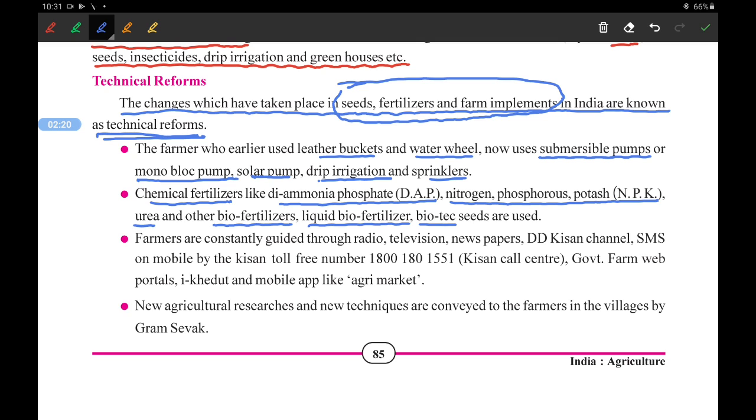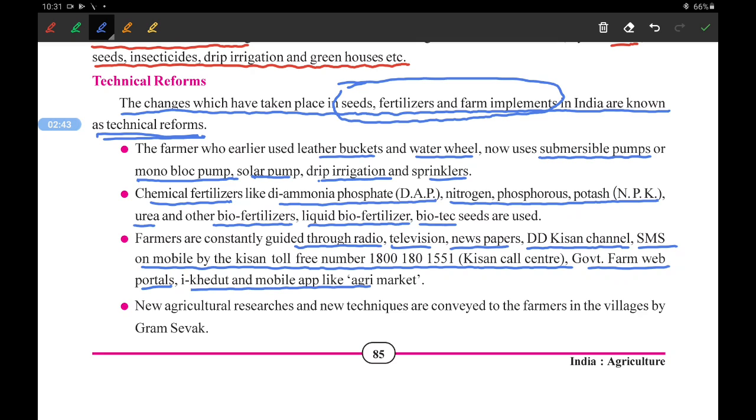Next, farmers are constantly guided through radio. They are given guidance through radio, television, newspapers, and the DD Kisan channel, right? That is a special dedicated channel for the farmers. Also SMS on mobile through the Kisan toll free number, the government farm web portal iKhedut, and mobile apps like Agri Market. So they are using technology also. Technology is also used in farming nowadays.